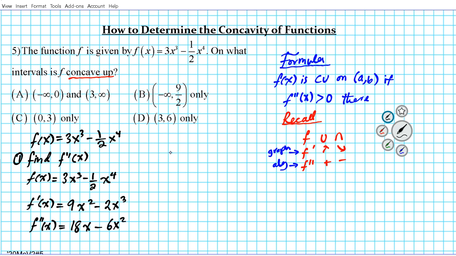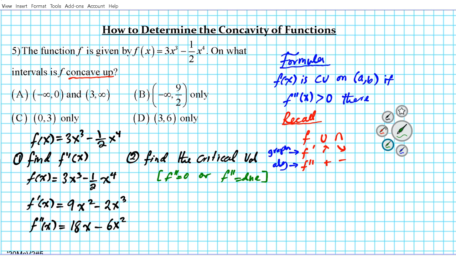All right, so now what we're going to do next is find the critical values. How do you find the critical values? These are basically where your second derivative is equal to 0 or does not exist. So let's say you're looking for the max and min of f. You look at the critical values of f prime, where f prime is 0 or does not exist. But when you're looking for the concavity, you're going to use the critical values of the second derivative.